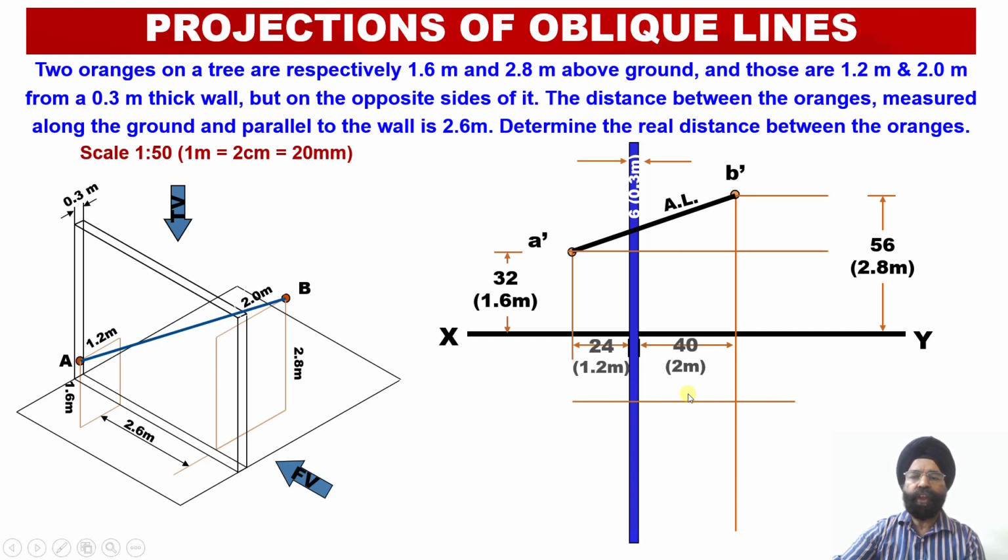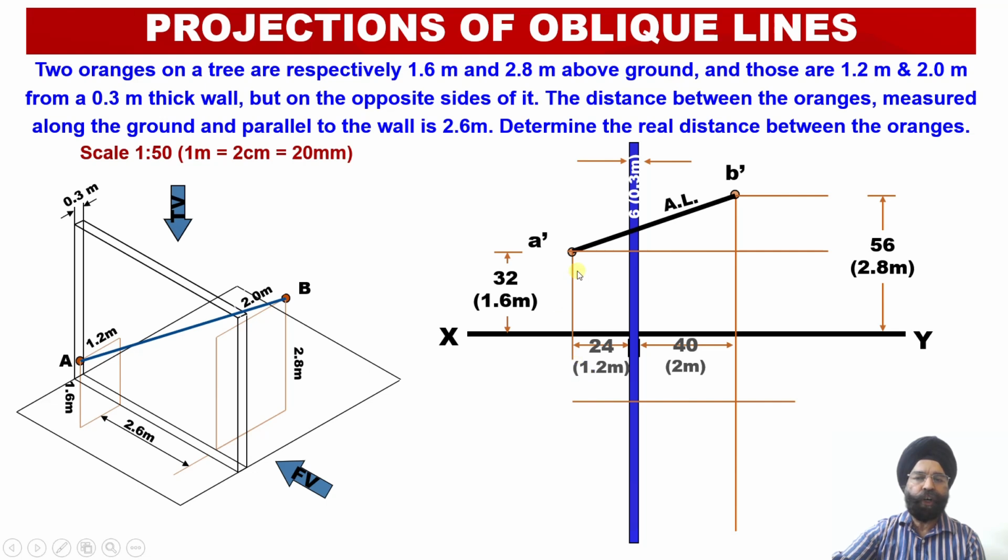Now, in order to draw the top view projection, we can see that from this end, the distance of point A has not been provided to us. So we can assume any suitable distance from the vertical plane. So we assume that there is a vertical plane over here. From this vertical plane, this distance of point A has not been defined. So we can choose any appropriate distance corresponding to the point A.